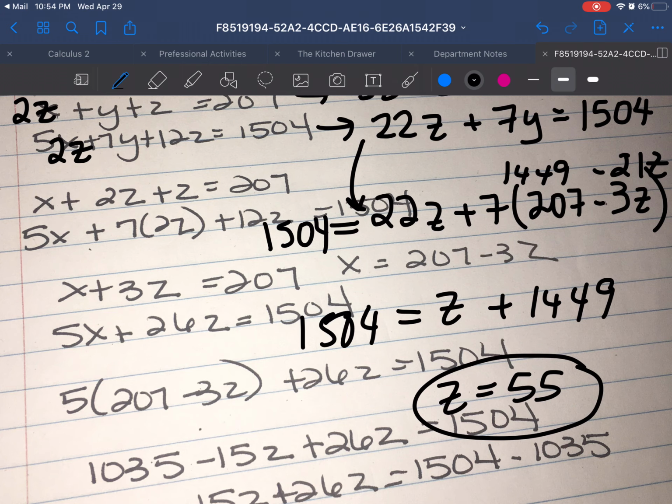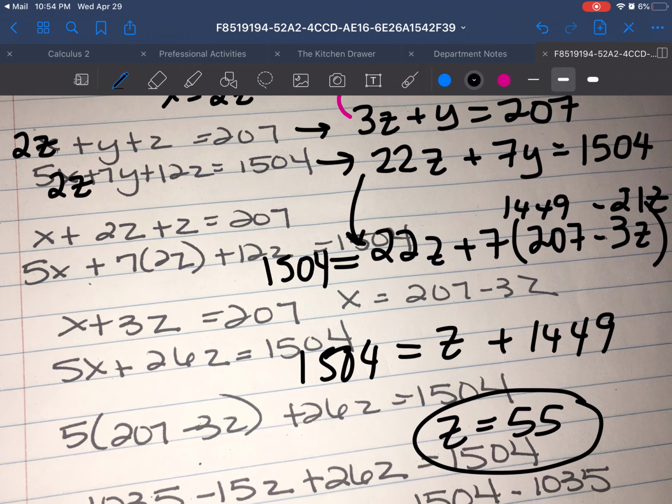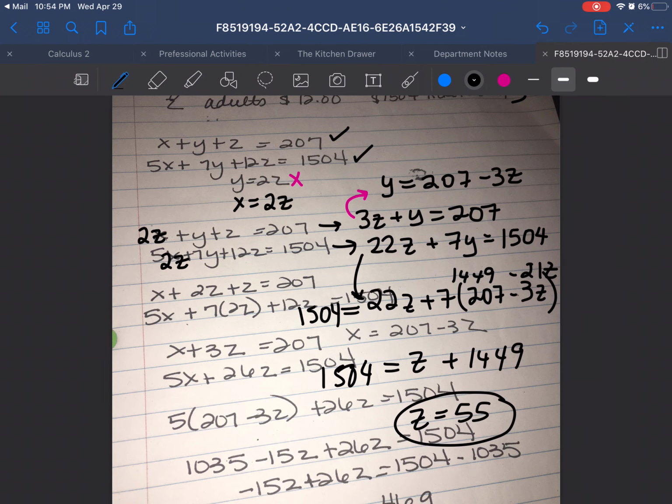So now that we know what z is, we're going to use z to figure out y. You can see that up in here. Go back up in here. Plug in z equals 55 in that equation.